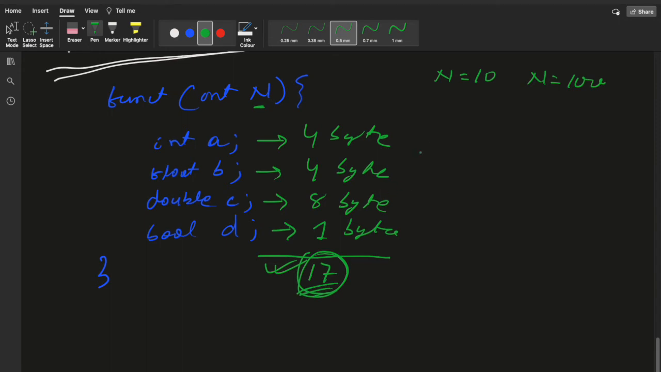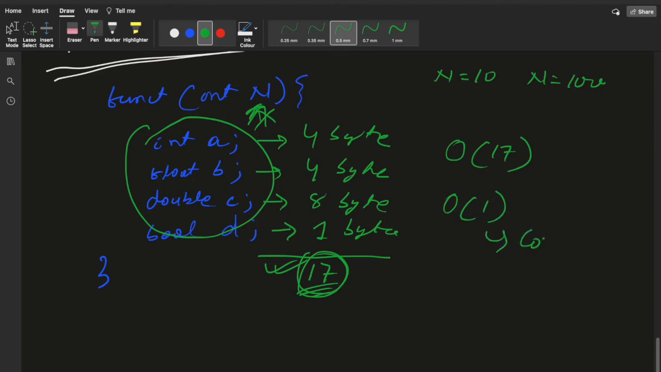So it means what? These are independent. They do not depend on the input. So we can write it as big O of 17, but as we remove the constants, it becomes big O of 1. So this is constant, also called constant space. Hope you understood this one.